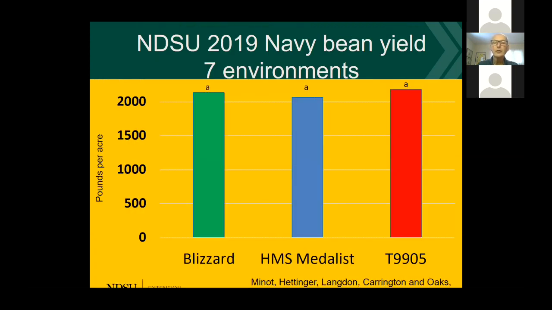The next group of beans is the navy beans that I would like to discuss briefly. This is over 7 environments, yields between Blizzard, Medalist, and T9905. And as you can see, the bars all have an A, indicating that there was really no significant difference across those 7 environments for those particular varieties. There are more varieties mentioned in the various tables per location, so you can pay attention to those numbers.